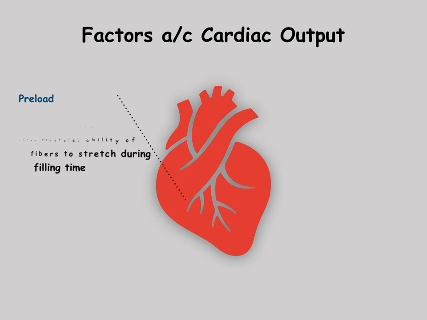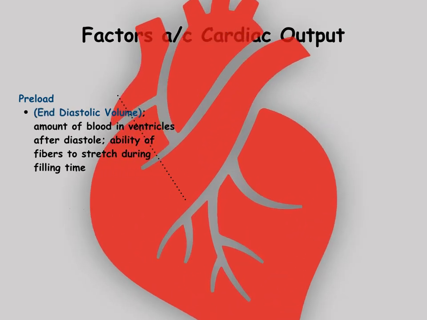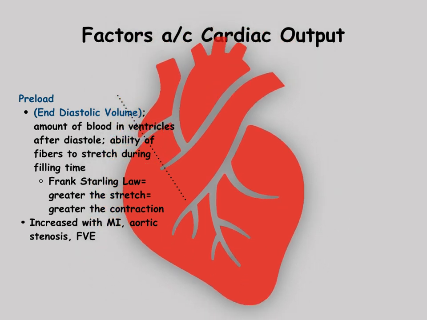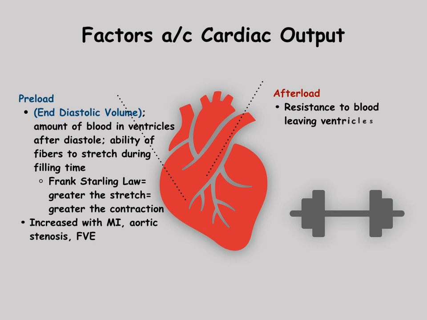Preload, or end diastolic volume, is the amount of blood in the ventricles after diastole. It's the ability of fibers to stretch during filling time. The Frank-Starling law states that the greater the ventricles are stretched, the greater the heart contracts. The preload can be increased with an MI, aortic stenosis, or fluid volume excess. Afterload is the resistance to the blood as it is leaving the ventricles. It can be influenced by ventricular wall size and tension, and also by blood pressure.